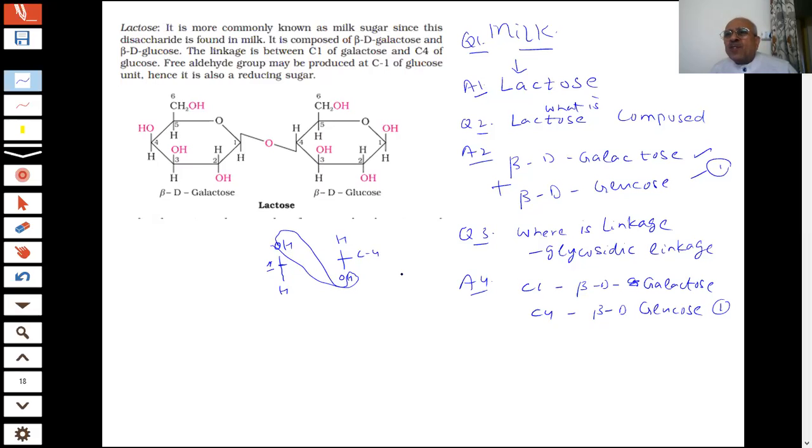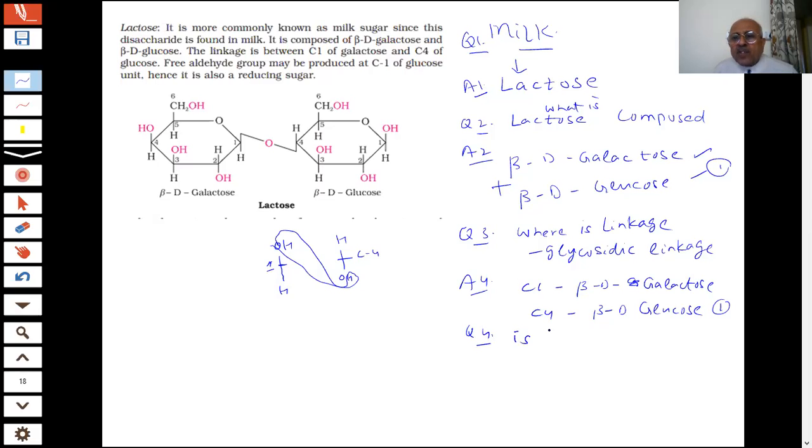What will they be? I just told you about epimers. What is the relationship between galactose and glucose, students? They are epimers because they differ at the C4 configuration of the OH group. We told you about epimers. That is why we told you epimers.